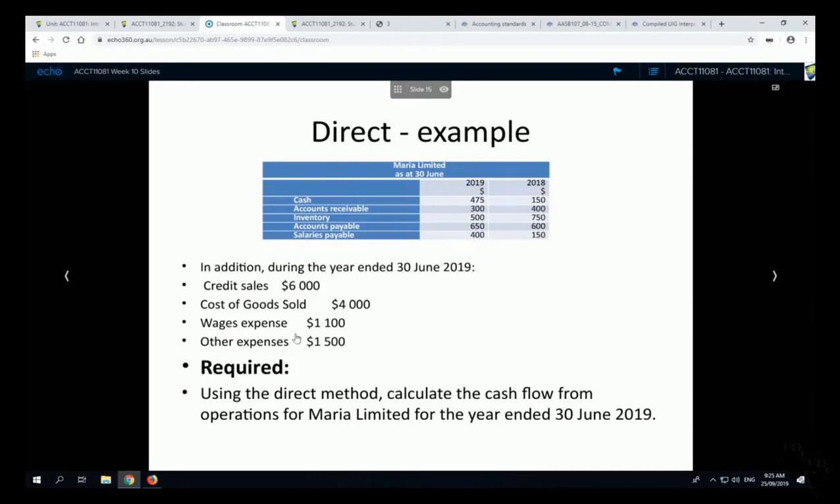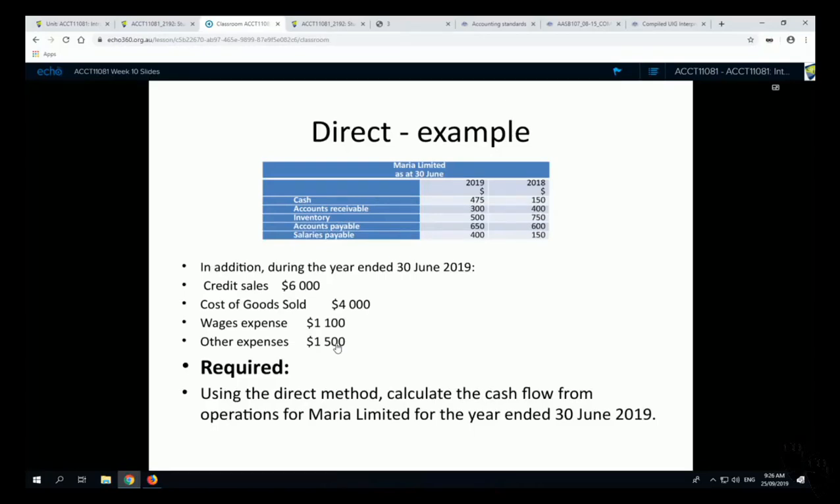So we start with the wages expense during the period. We then add the opening salaries payable and minus the closing salaries payable. Then add the other expenses in of 1,500. So 1,100 plus 150 minus 400 plus 1,500 equals a $2,350 outflow. So that's cash that we have paid for other expenses.